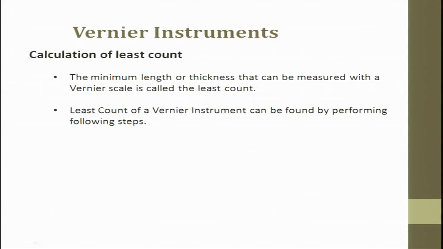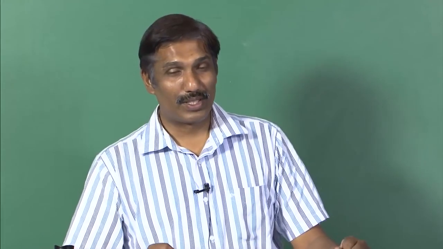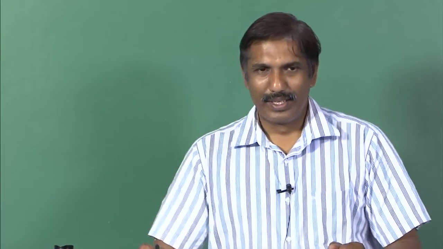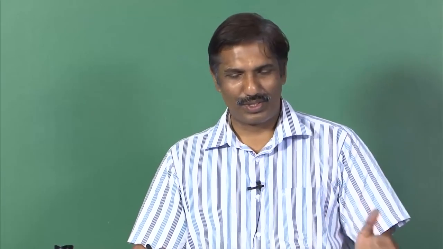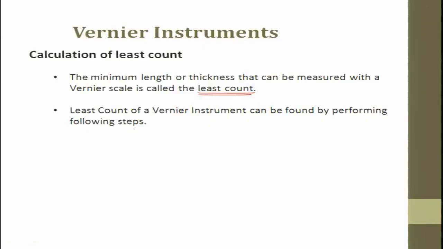The minimum length or the thickness that can be measured with a vernier is called the least count. What is the least count for a TFT monitor? It is 1 pixel. When you talk about rapid prototyping, it is called a voxel. When you talk about an ordinary scale which you use for measuring, the gap between two graduations is the least count. The least count of a vernier instrument can be found out by performing the following steps.